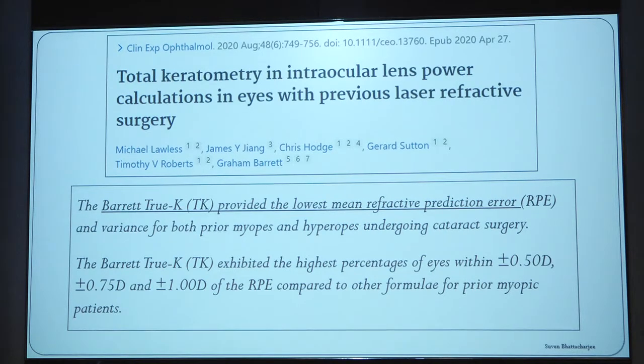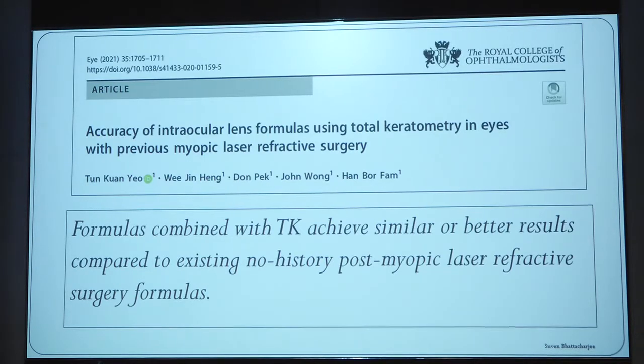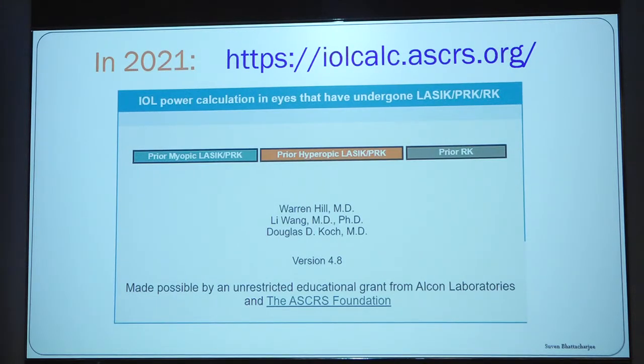Now, what I wanted to say is, in this particular paper from 2020, it was found that the Barrett True K provided the lowest mean refractive prediction error. So that is some evidence that we have. And this one, again, formulas combined with TK achieve similar or better results compared to existing no-history or post-myopic laser refractive surgery formulae. This is, I think, a go-to place for most of us, and of course, people who discern a lot more do a lot of other things.